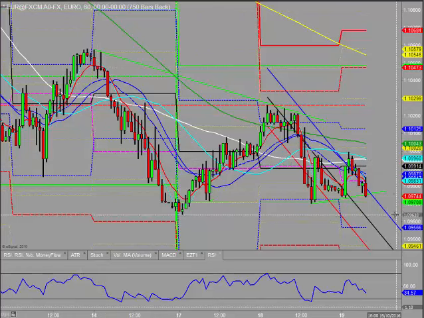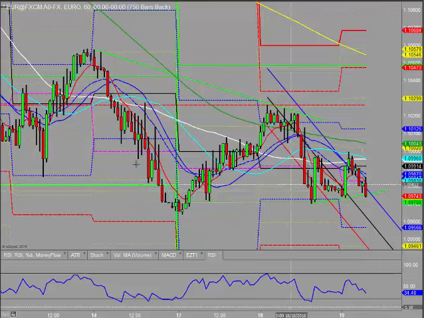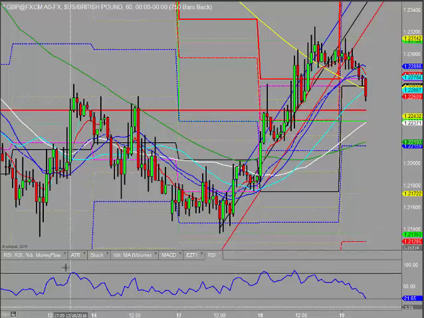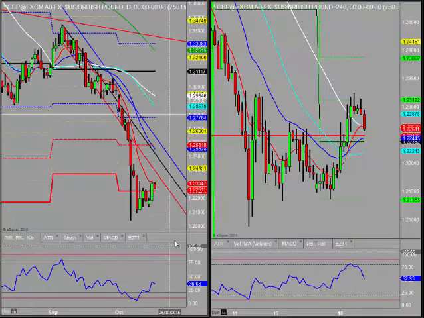Now, of course, we may get an intermediate time rally as we run towards the 8 o'clock pivot, but at the moment it's looking bearish.